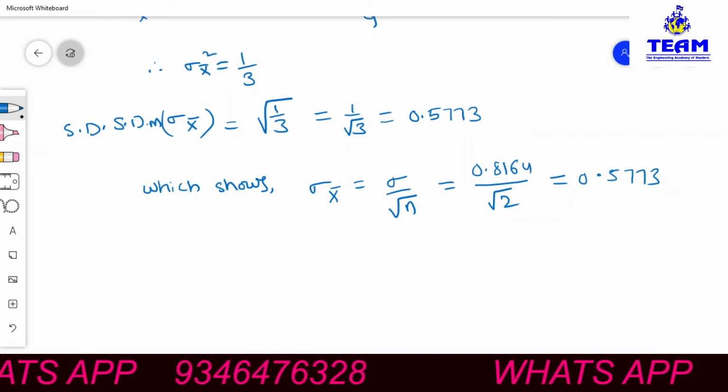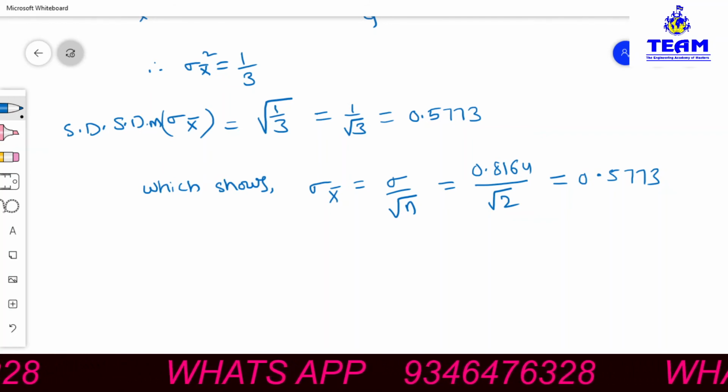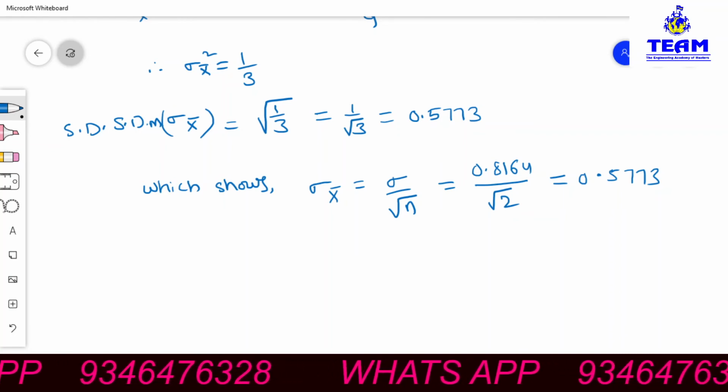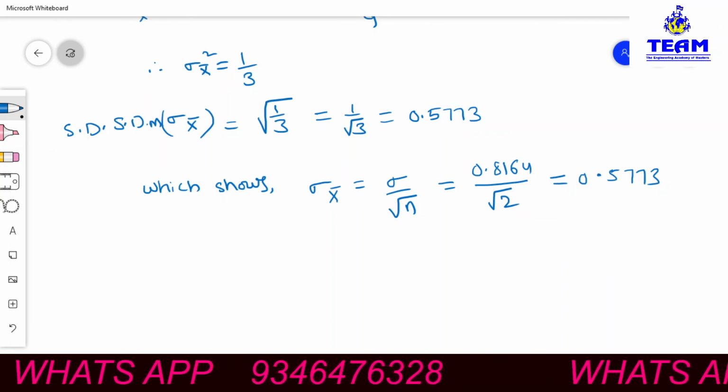This is the problem for finding the population mean, population standard deviation, as well as the mean of the sampling distribution of means and the standard deviation of the sampling distribution of means for an infinite population, that is, sampling can be done with replacement.